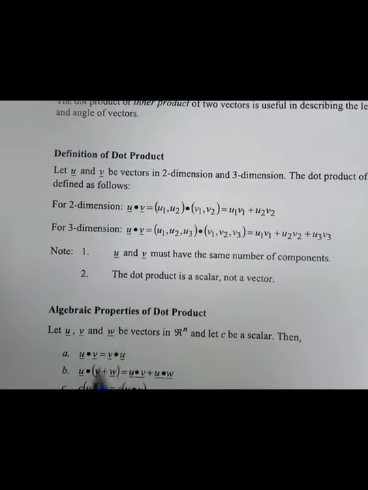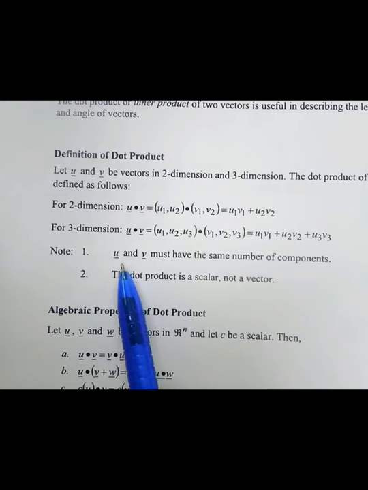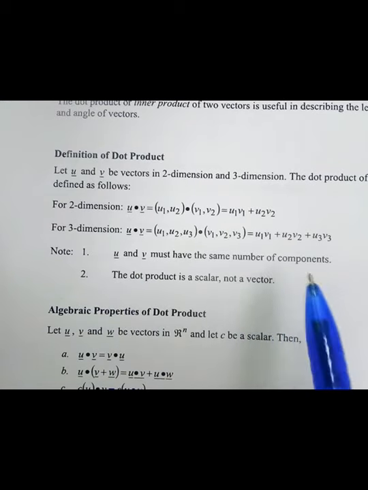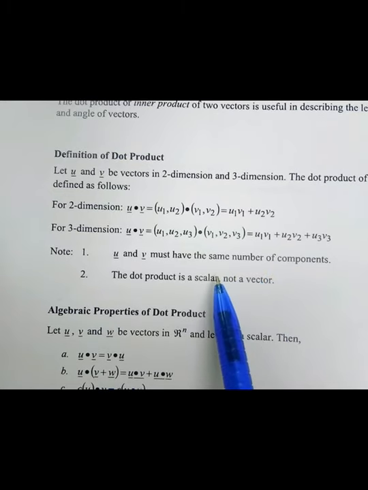So this is the answer. And for the product of the two vectors, the components or the dimension of the two vectors must be of the same dimension. Then only we can proceed with the dot product.